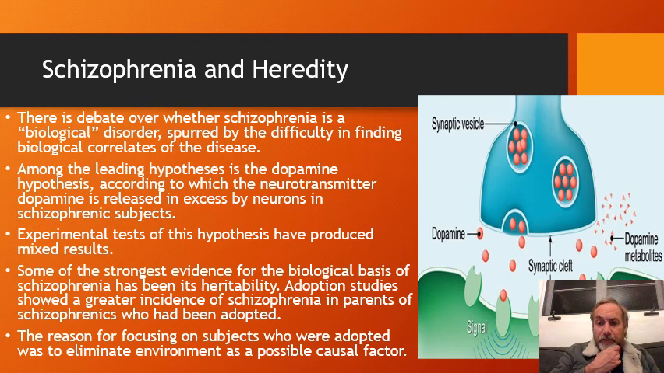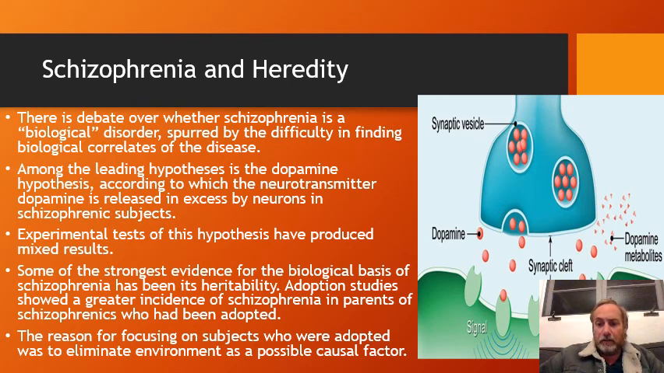So the issue of interest here is whether schizophrenia is a biological disorder, right? It's a mental illness, but what is the biological basis for that, if any? Among the various hypotheses, there is the dopamine hypothesis, which says it's an excess of dopamine being released. It's a neurotransmitter. And experimental tests of that hypothesis produced some mixed results.